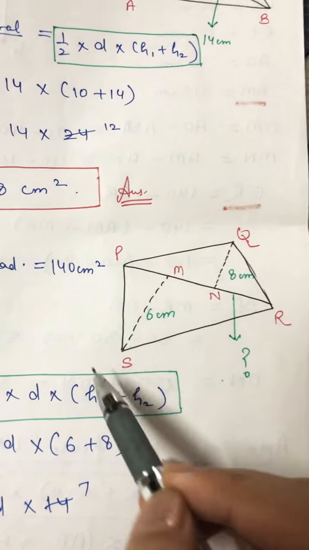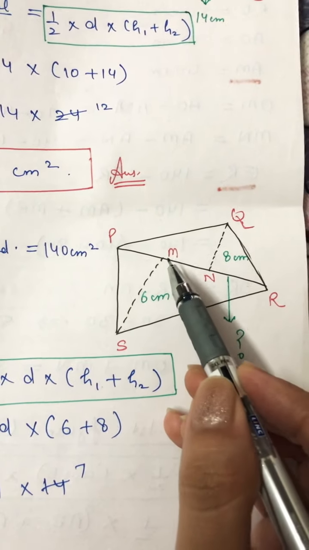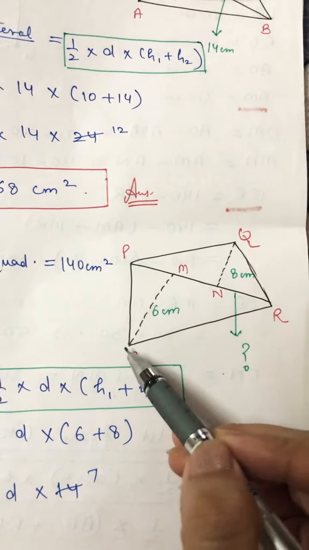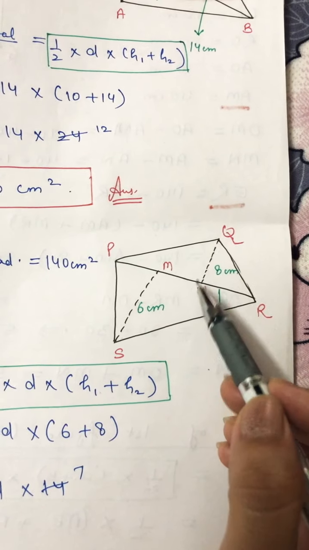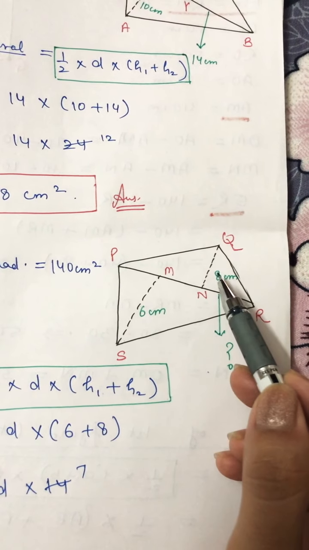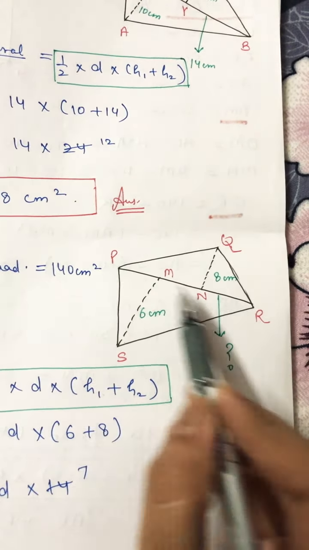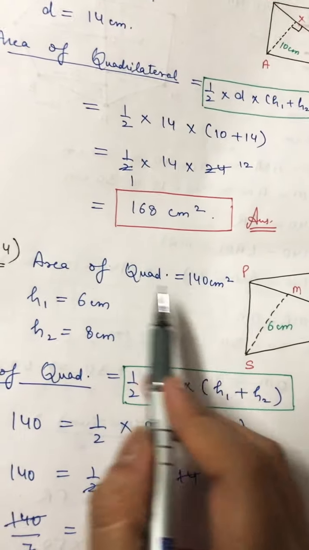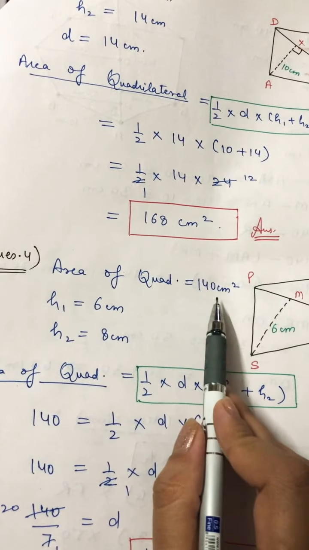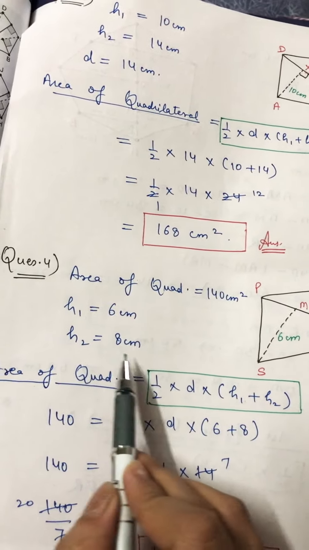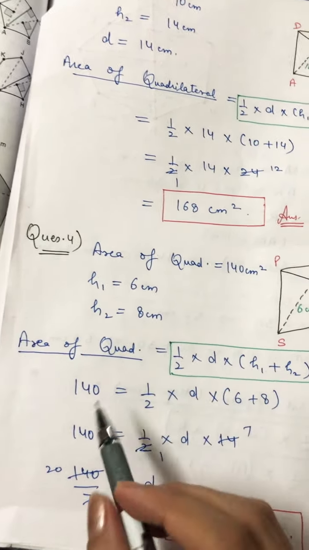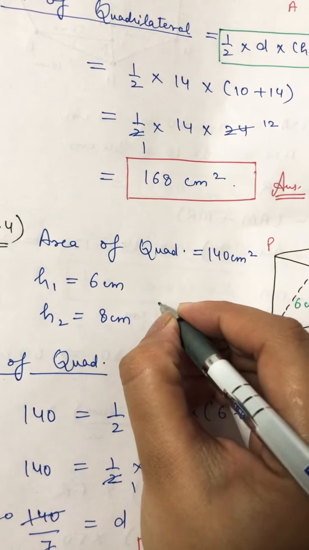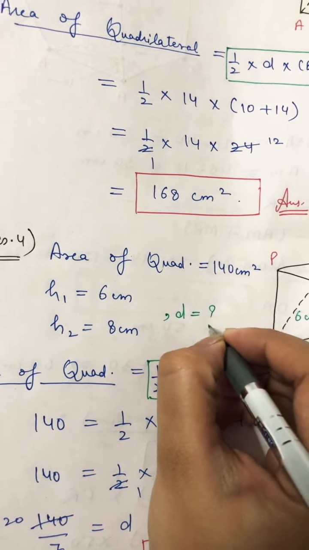I have drawn one quadrilateral. Here MS is height 1 and QN is height 2. These two are already given in the statement. This is the diagonal PR which is not given. The area of the quadrilateral is given, H1 height is given, H2 the second height is given, but diagonal D is not given.